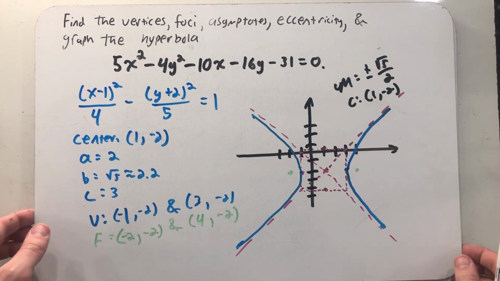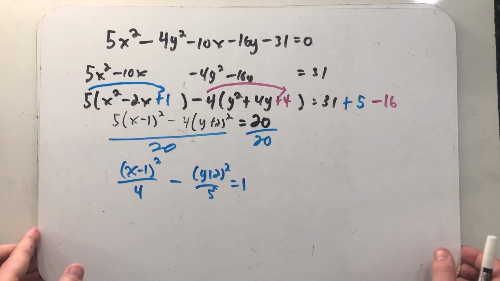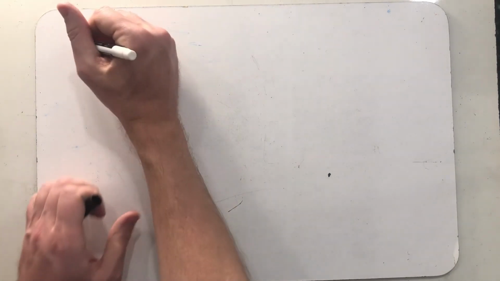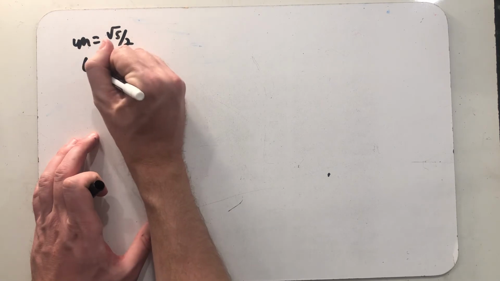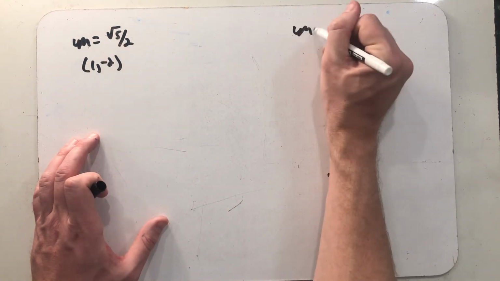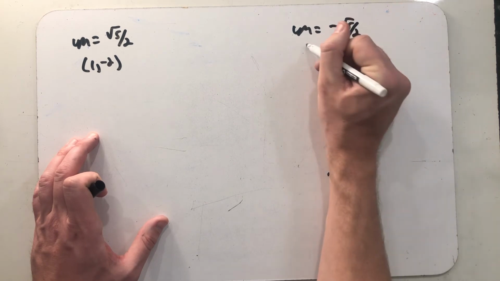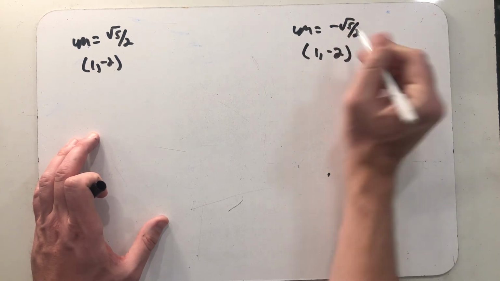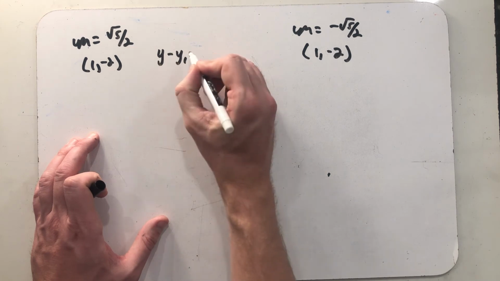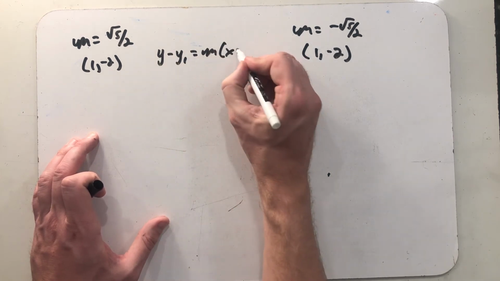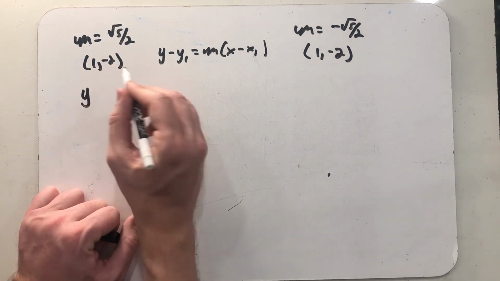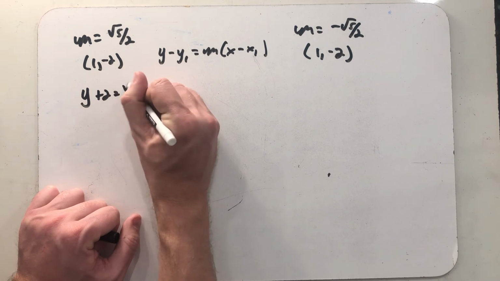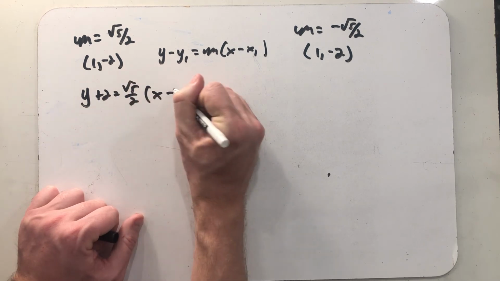So let's find the equations of each asymptote. Well, that really reduces to an algebra problem where I'm looking for the equation of a line, first with the slope of √5 over 2 passing through the point 1 comma -2, and then with a slope of -√5 over 2 passing through the point 1 comma -2. And I like to use the point slope equation of a line to do this because I've been given the slope and a point, and I'm not that creative. So y minus y1 is equal to the slope times x minus that x value.